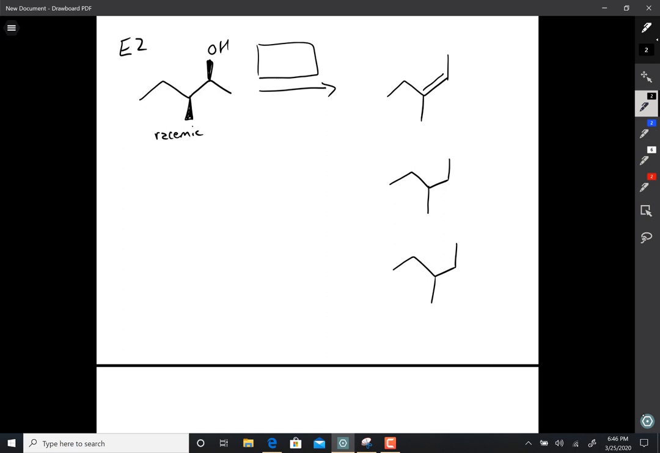So if this is our alpha carbon, that means our leaving group goes on this carbon. If this is our alpha carbon, our leaving group goes on this carbon. Okay, that's the two possibilities. Now, to figure out which of these two you need, you have to invoke the anticoplanar rule. Because if you don't use the anticoplanar rule, you'll end up with a mixture of both diastereomers.